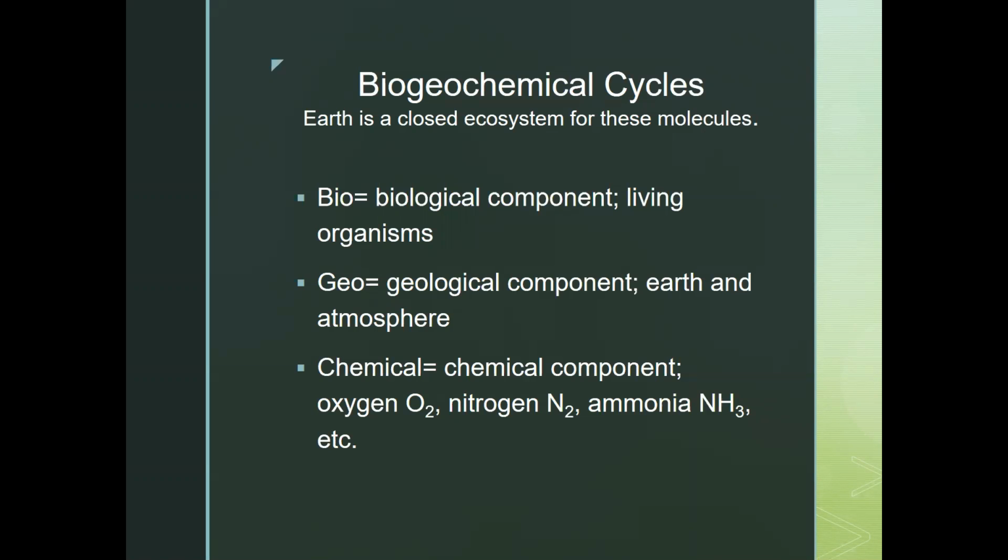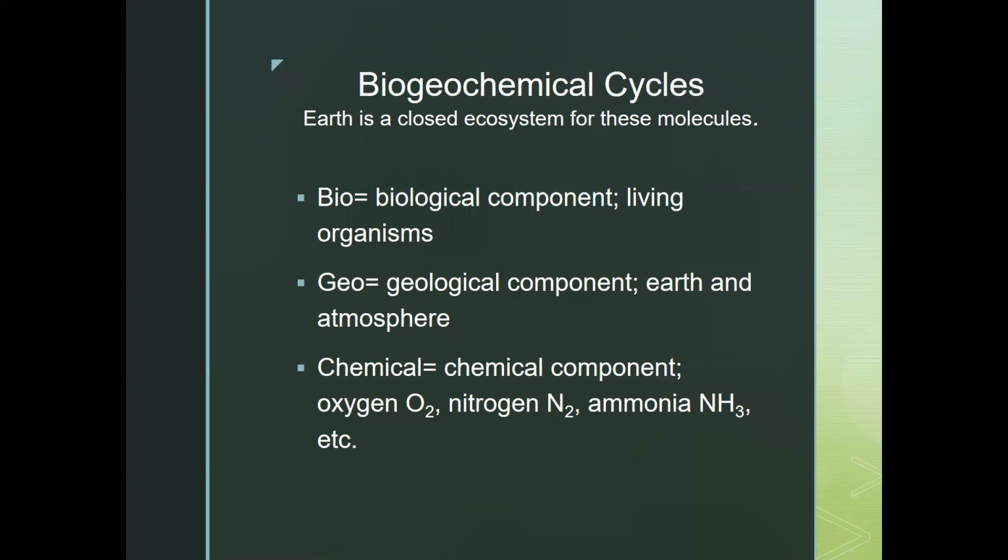And then chemical, this is water, oxygen, nitrogen, ammonia, carbon dioxide, anything like that. So that's how we get biogeochemical cycles. And each one of these that we're going to talk about has each of these components in it. As far as these go, though, Earth is a closed ecosystem. So what that means is that what we've got is what we've got.